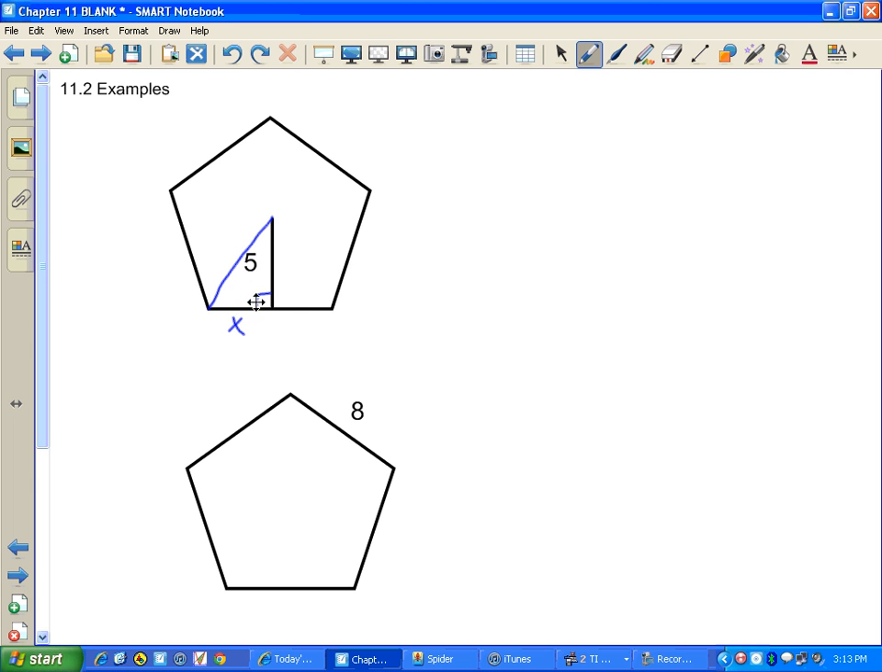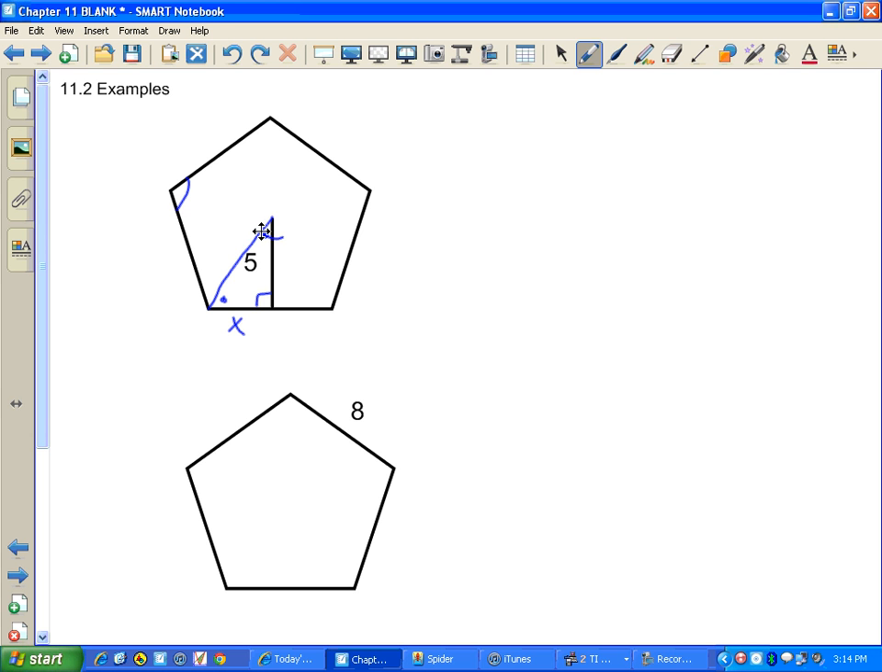So how are we going to find x? Well, I've got a right triangle. If I can figure out one of these angles, either this one or this one, I can use trigonometry to find x. We know how to find these angles, the interior angles of a regular polygon.